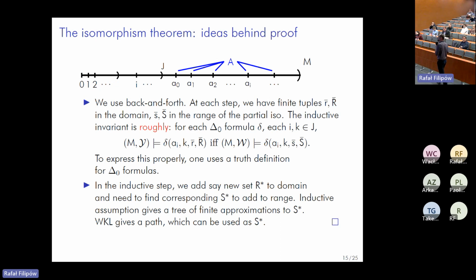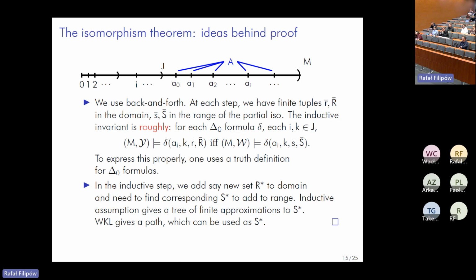The actual proof of the isomorphism theorem, that's a back and forth argument of a kind that appears in various places. How do you prove that countable structures satisfying some general properties are isomorphic? Typically, you do back and forth. And you just have to come up with the right inductive invariant and make sure that the invariant is preserved as you add elements to the domain and the range of the isomorphism. So yeah, this is a back and forth construction.